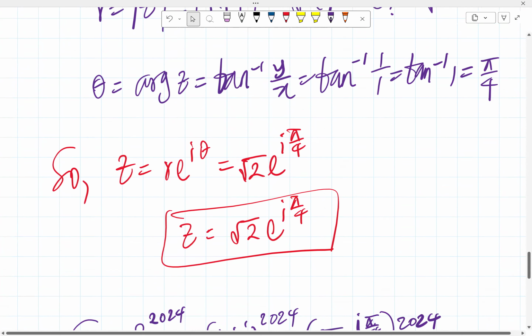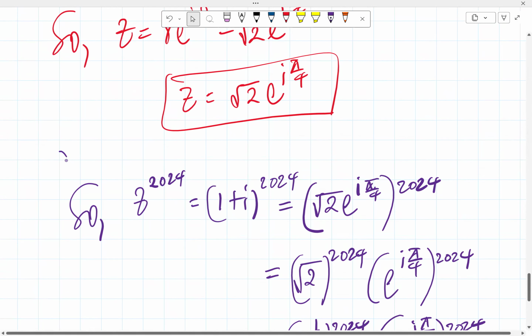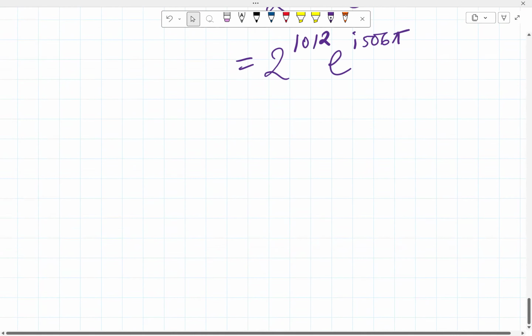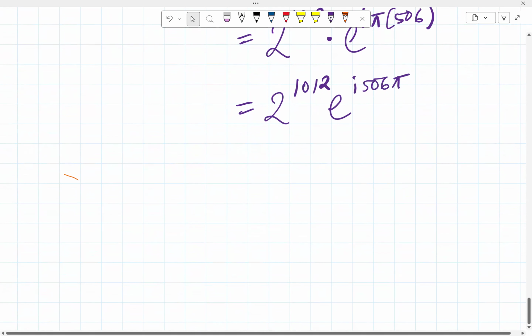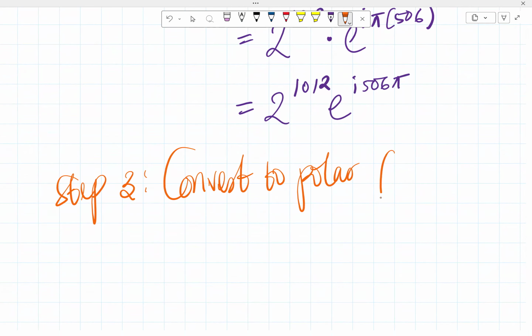So far, I've only taken one step, since normally I've already assumed step two. So this is step two right here. In step two, we apply De Moivre's theorem. That's what I've been applying. Then I go to step three, where we simplify and convert back to polar form. Let me just call that step 3.